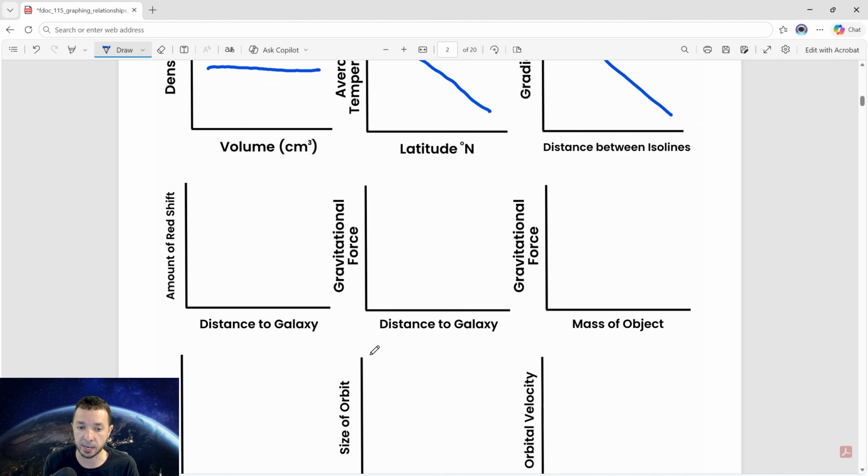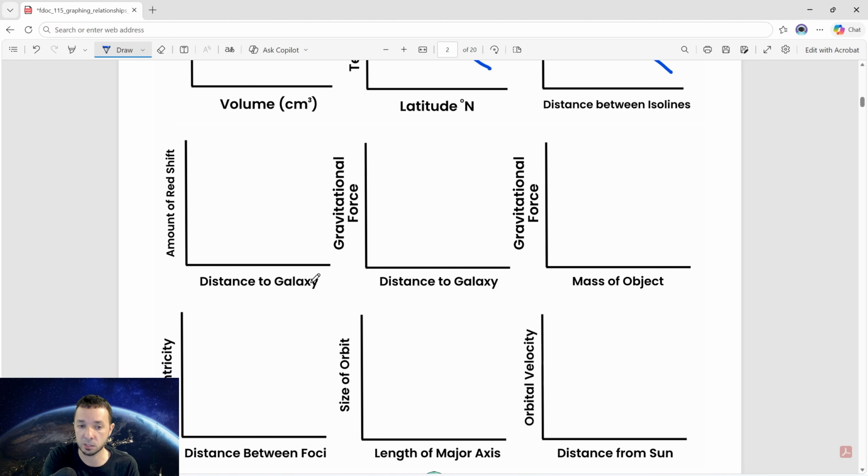Next one is, as distance to galaxy increases, what happens to the amount of redshift? It should increase. Listen, if I'm saying words like redshift, I'm not going to go through all the vocab here. I would write that down and then go look it up, so that way you could study the words that you don't know, because you have to know all these words for the course. As distance to galaxy increases, what happens to gravitational force? It should go down. As mass of an object increases, gravitational force increases.